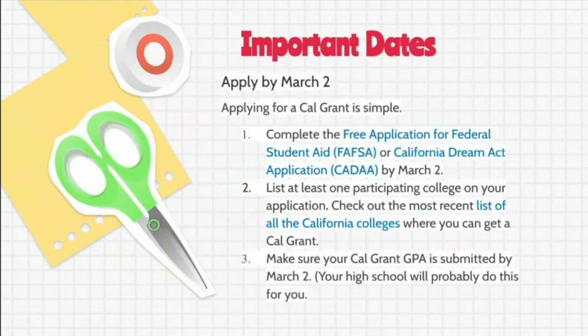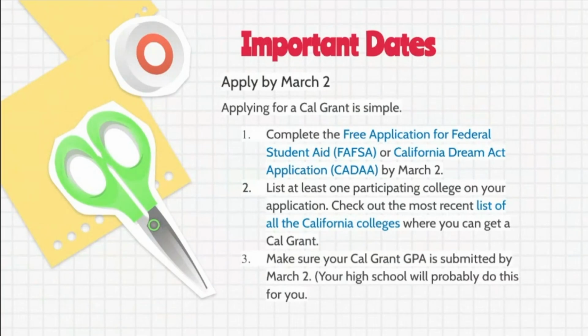Important dates. We want you to submit your FAFSA or CADAA by March 2nd, which is the state priority deadline. Submitting after this date is still possible, but it will not guarantee you a Cal Grant if you miss that deadline. When you're submitting your FAFSA or your CADAA by March 2nd, you want to make sure that you're listing at least one participating college on your application. I believe you're able to list up to 20 colleges.